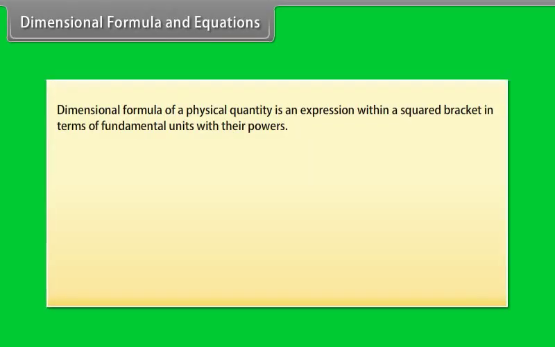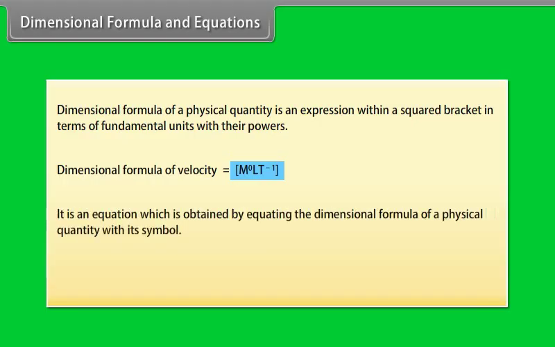Dimensional formula and equations. Dimensional formula of a physical quantity is an expression within a square bracket in terms of fundamental units with their powers. Let us take an example. Dimensional formula of velocity is [M^0 L T^-1]. A dimensional equation is obtained by equating the dimensional formula of a physical quantity with its symbol.